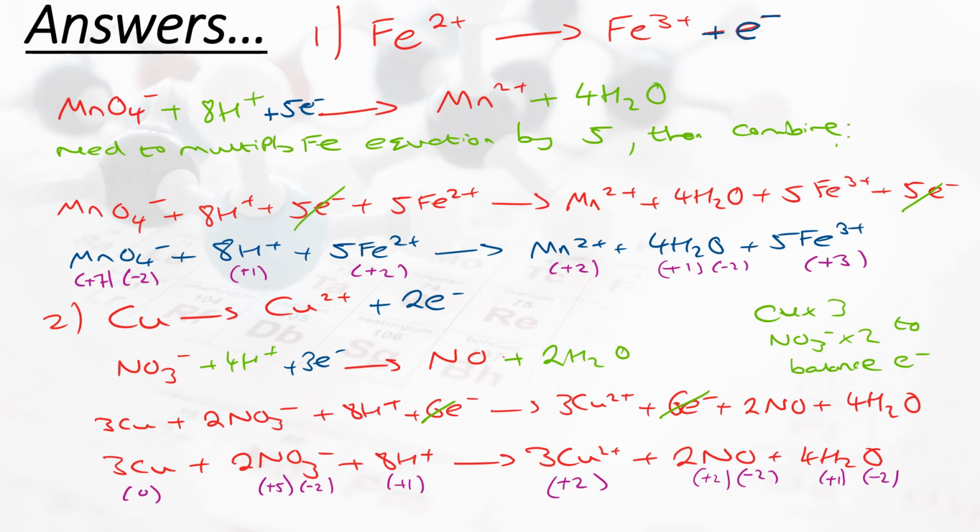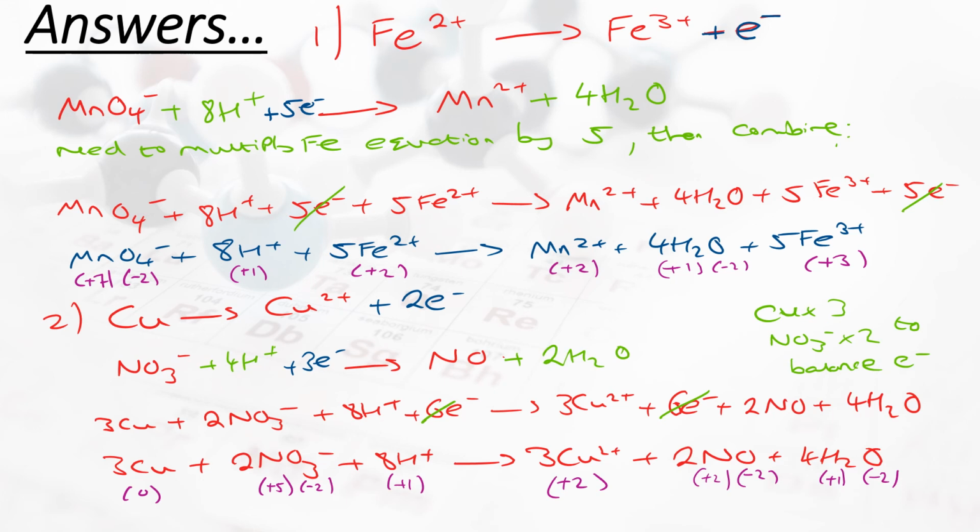And so doing that gives us 3 lots of copper + 2NO3- + 8H+ + 6 electrons goes to 3 lots of copper 2+ + 6 electrons + 2NO + 4H2O. Then 6 electrons are on both sides, so we cancel those out, and our balanced redox equation becomes 3 lots of copper + 2 lots of NO3- + 8H+ goes to 3 lots of copper 2+ + 2NO and 4H2O. And again, in purple, I've just put some of the oxidation states of these elements in.